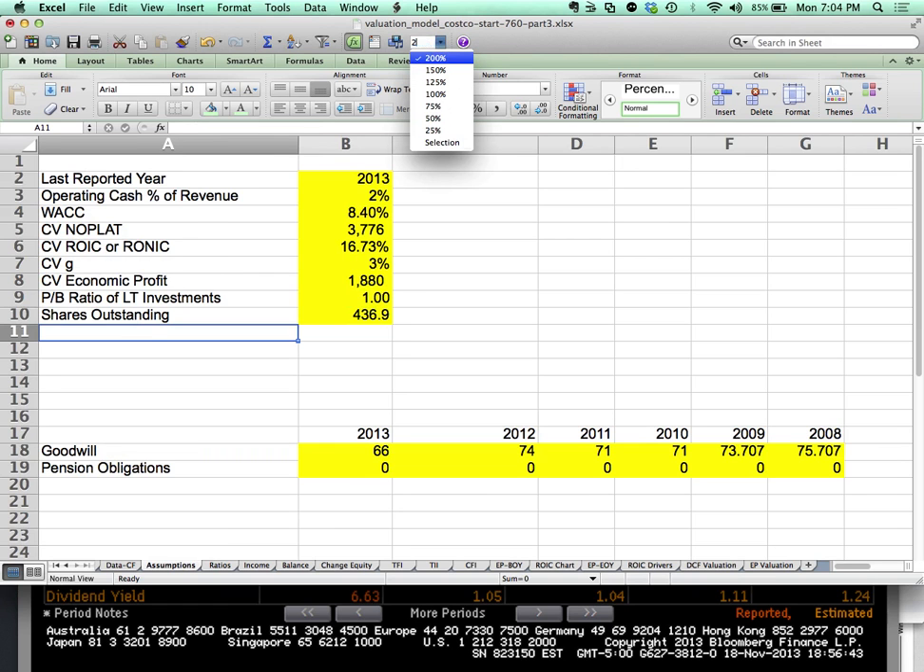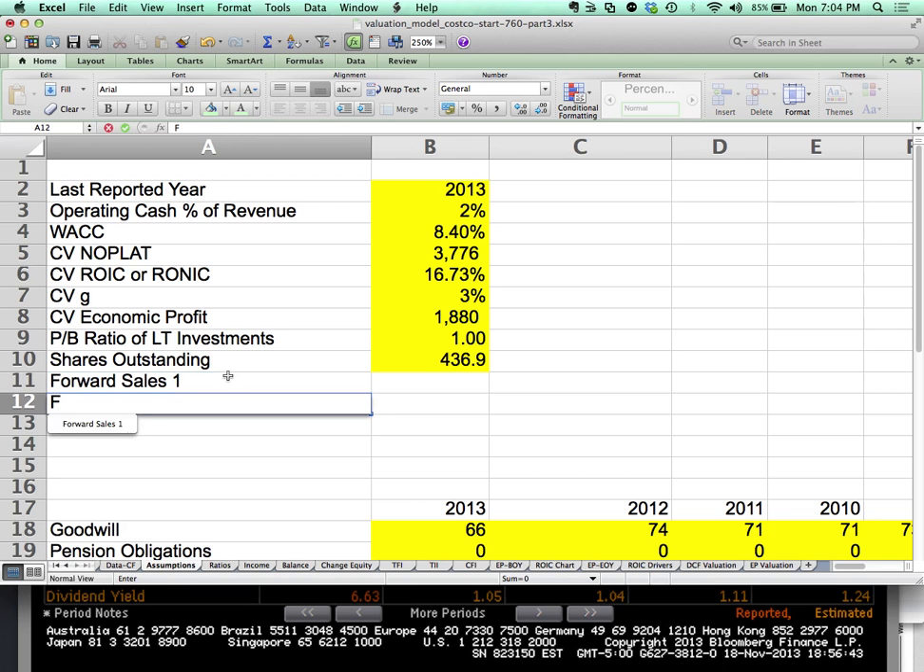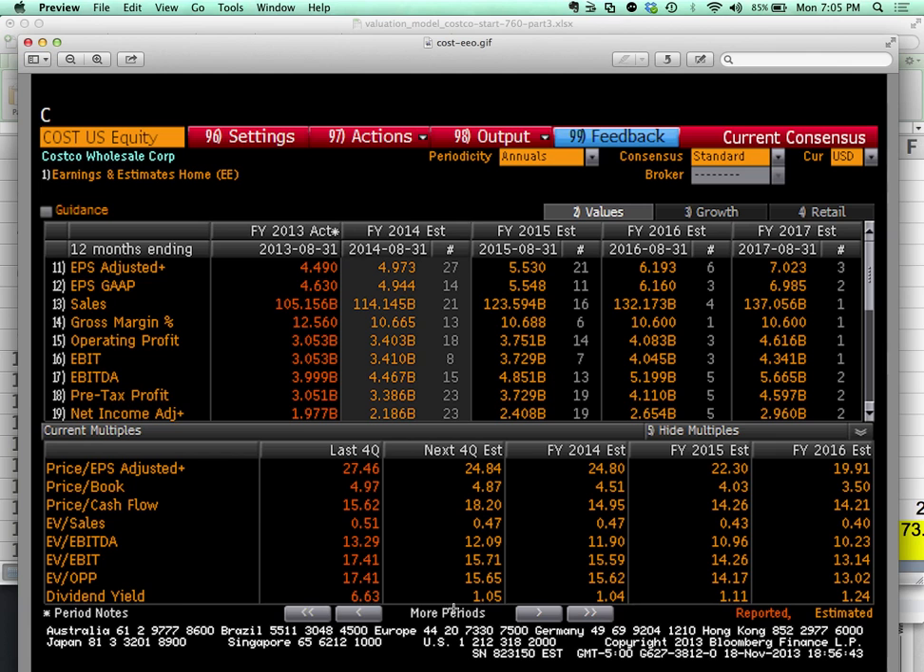Make this a little bit bigger. I'm going to call this forward sales 1, forward sales 2. The convention for sales 1 is the upcoming year. The convention for sales 2 is 2 years forward. So for Costco, 2014 is the first upcoming year, sales 1. 2015 is the second forward year, sales 2.